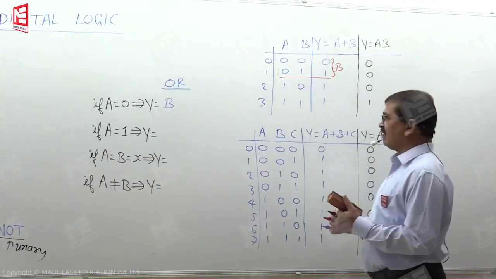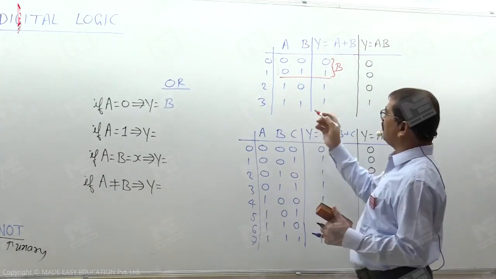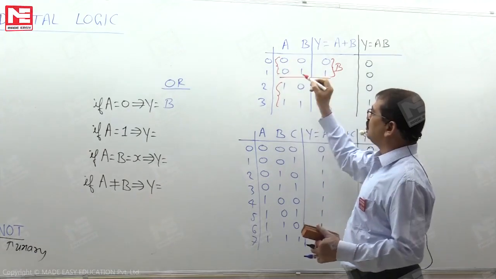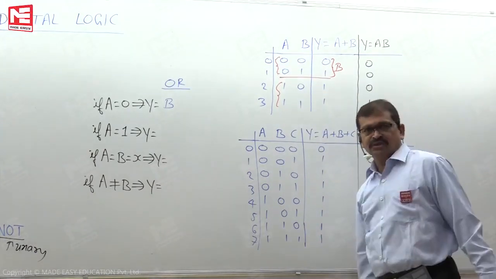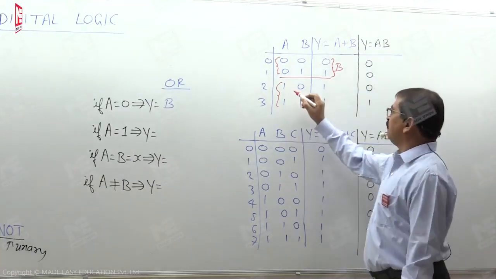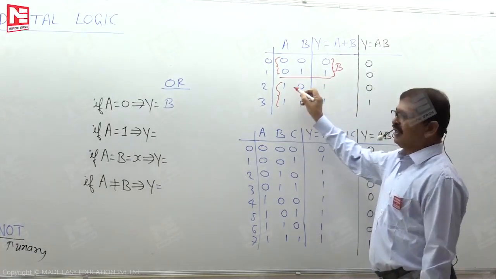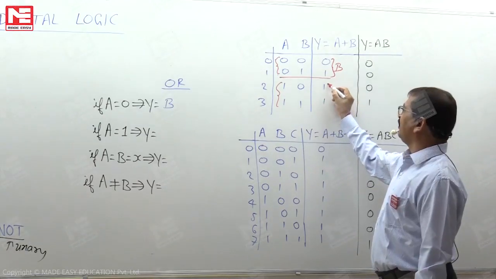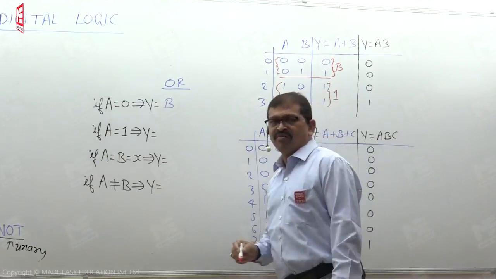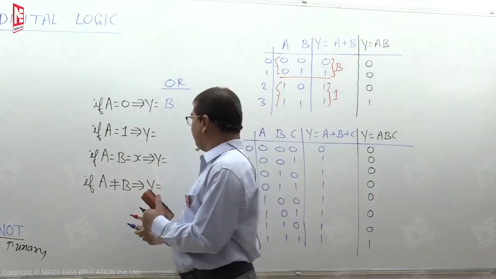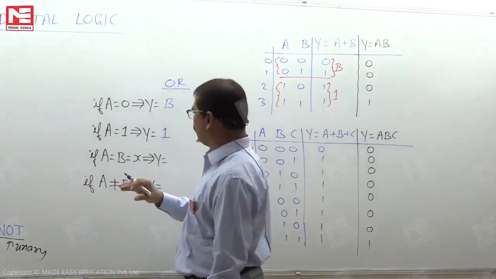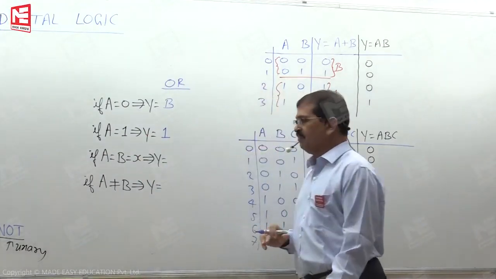Whenever one of the inputs is 1, it refers to the last 2 rows. The first 2 rows are where one of the inputs is 0, and the next 2 rows refer to one of the inputs being 1. Here B may be anything. Irrespective of B, the output is 1. Hence, as and when one of the inputs of the logic gate is 1, the output is 1, without bothering about the other input.